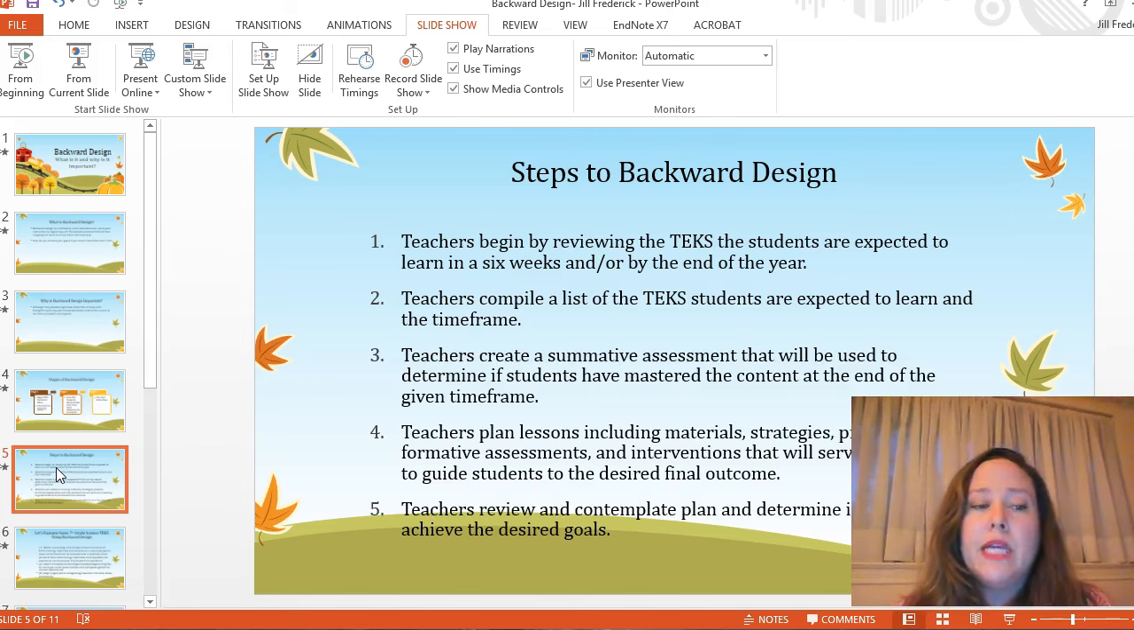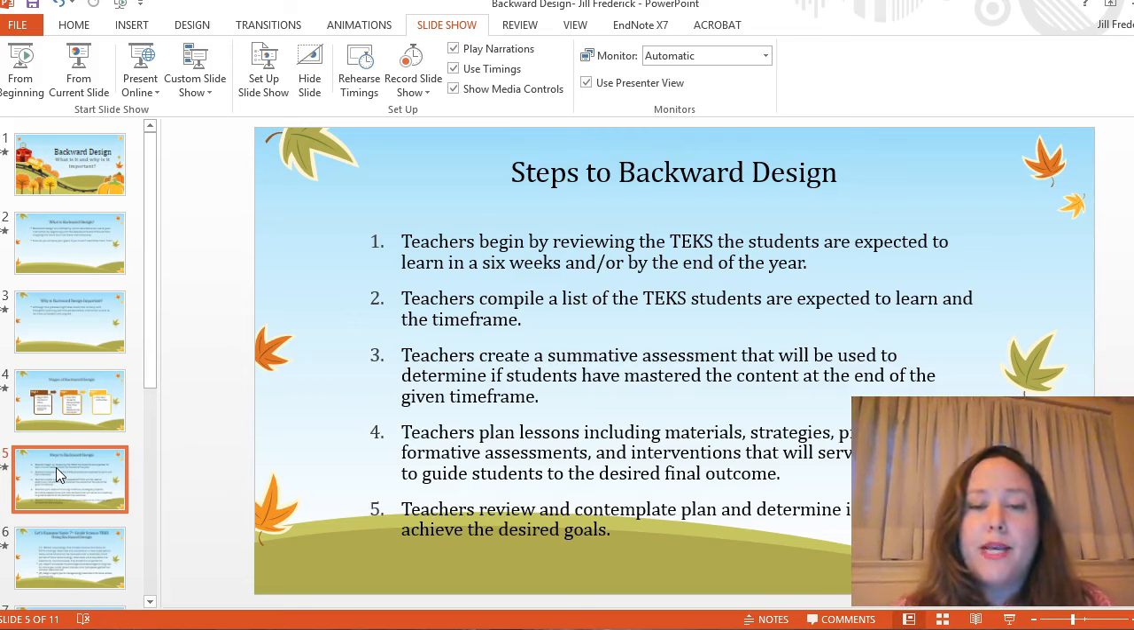Step number 2, teachers compile a list of the TEKS the students are expected to learn and the time frame. So in other words, that's your scope and sequence. You're pulling those TEKS and you're looking at your incremental time frame and what will be accomplished and when. Step 3, teachers create a summative assessment that will be used to determine if students have mastered the content at the end of the given time frame.